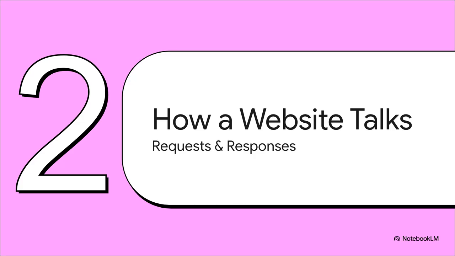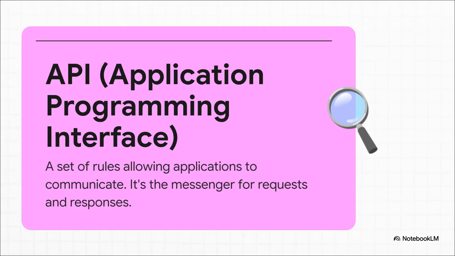Okay, so we have these two separate things, the client and the server, often thousands of miles apart. How in the world do they communicate? It's not magic. It's actually a really elegant system of requests and responses. The secret sauce is something called an API, an application programming interface.